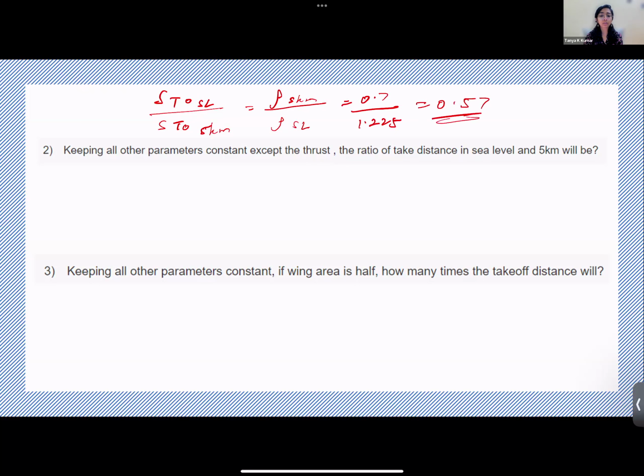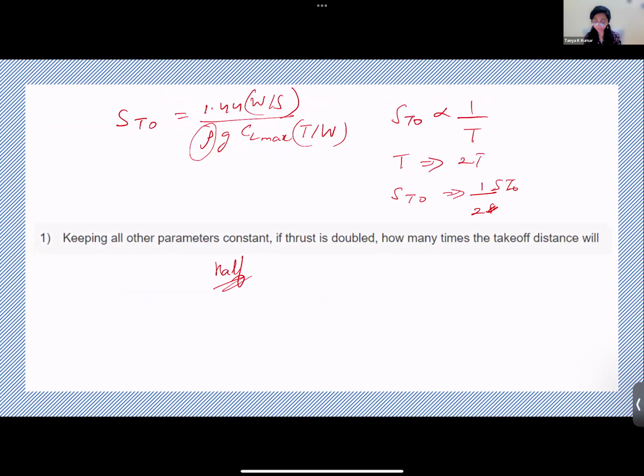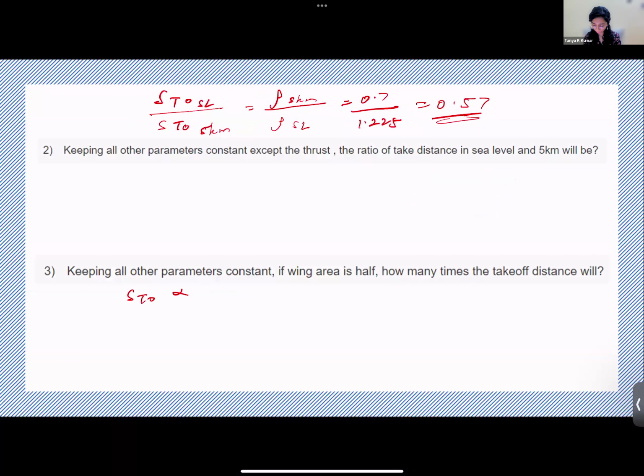Next, keeping all the other parameters constant, if the wing area is halved, how many times will the takeoff distance be? Takeoff distance is inversely proportional to wing area. If wing area is half, S becomes 1 by 2 S, so S takeoff becomes twice the old S takeoff. So it becomes twice.